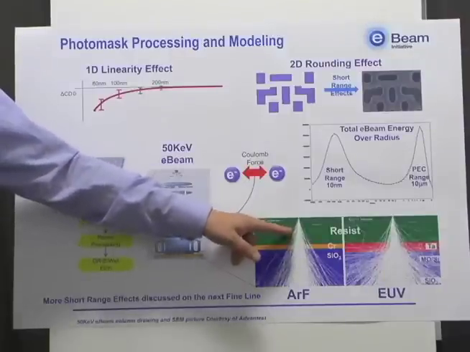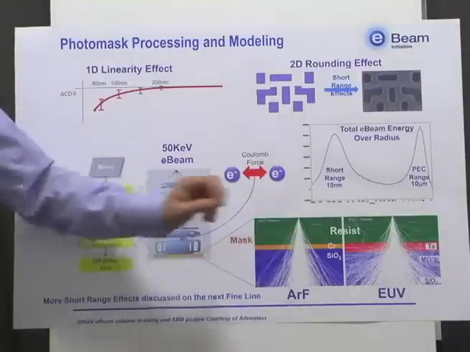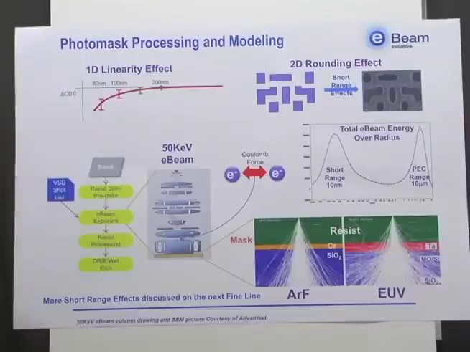Lastly, again through either collisions or capture, electrons can create chemical changes in the material. And in modern resists, it's these chemical changes which are responsible for the pattern that is ultimately delivered into the resist.